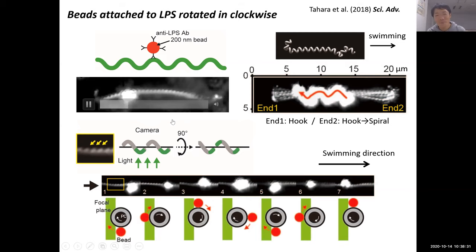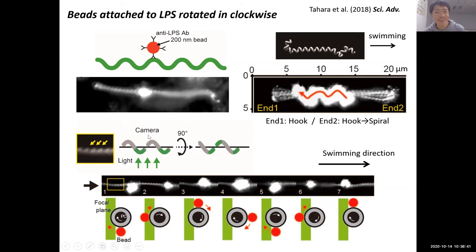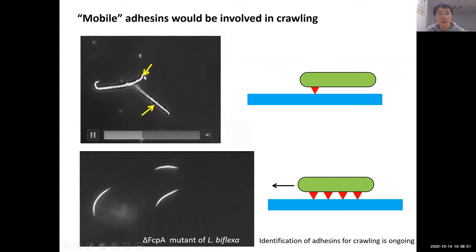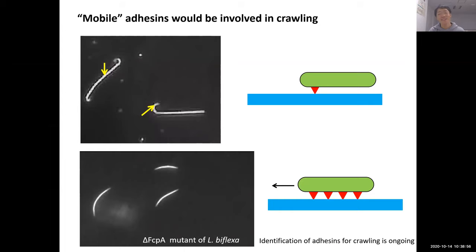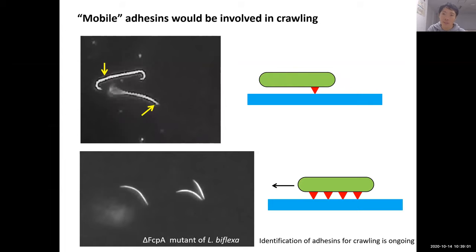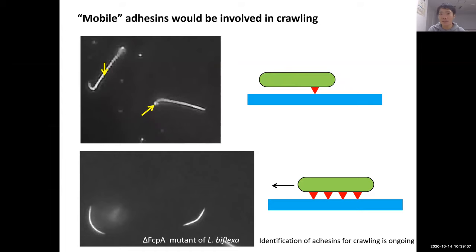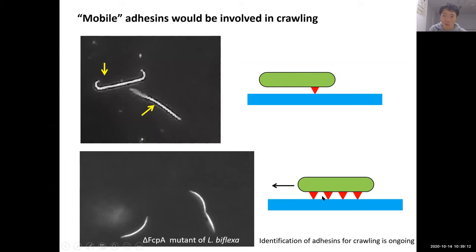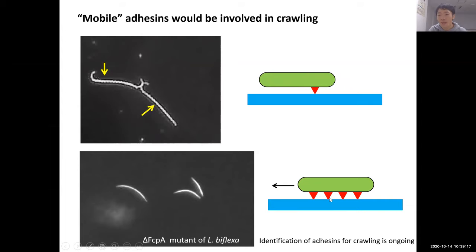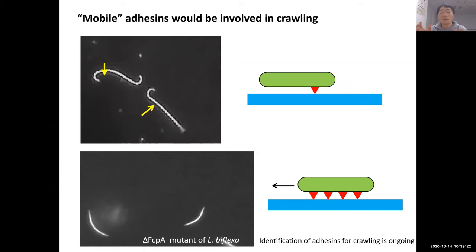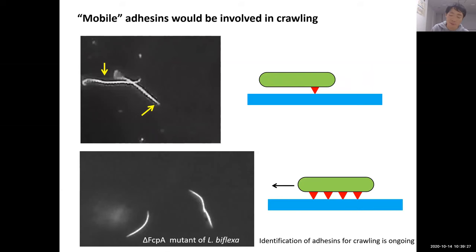This means we used anti-LPS, lipopolysaccharide antibody. Therefore, LPS and some other adhesins move freely around the cell body. This is a very interesting feature of Leptospira. Sometimes they change the anchoring point, first here, next here. So this means the anchoring point is very important for movement on the surface. Such smooth movement shows that probably multiple points are attached to the surface. However, to move, not only attachment but also detachment is required. So maybe a balance between adhesion and detachment is very important for crawling motility.